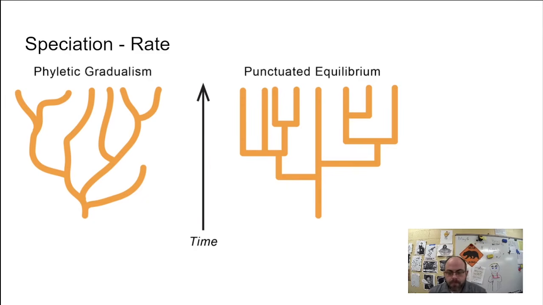Gradualism is the idea that these changes take place slowly over long periods of time. That has largely been rejected by the scientific community in light of evidence that suggests punctuated equilibrium is the model we can trust, because you have these long periods of stasis, these long straight lines, followed by quick periods of rapid change. Why does this happen?